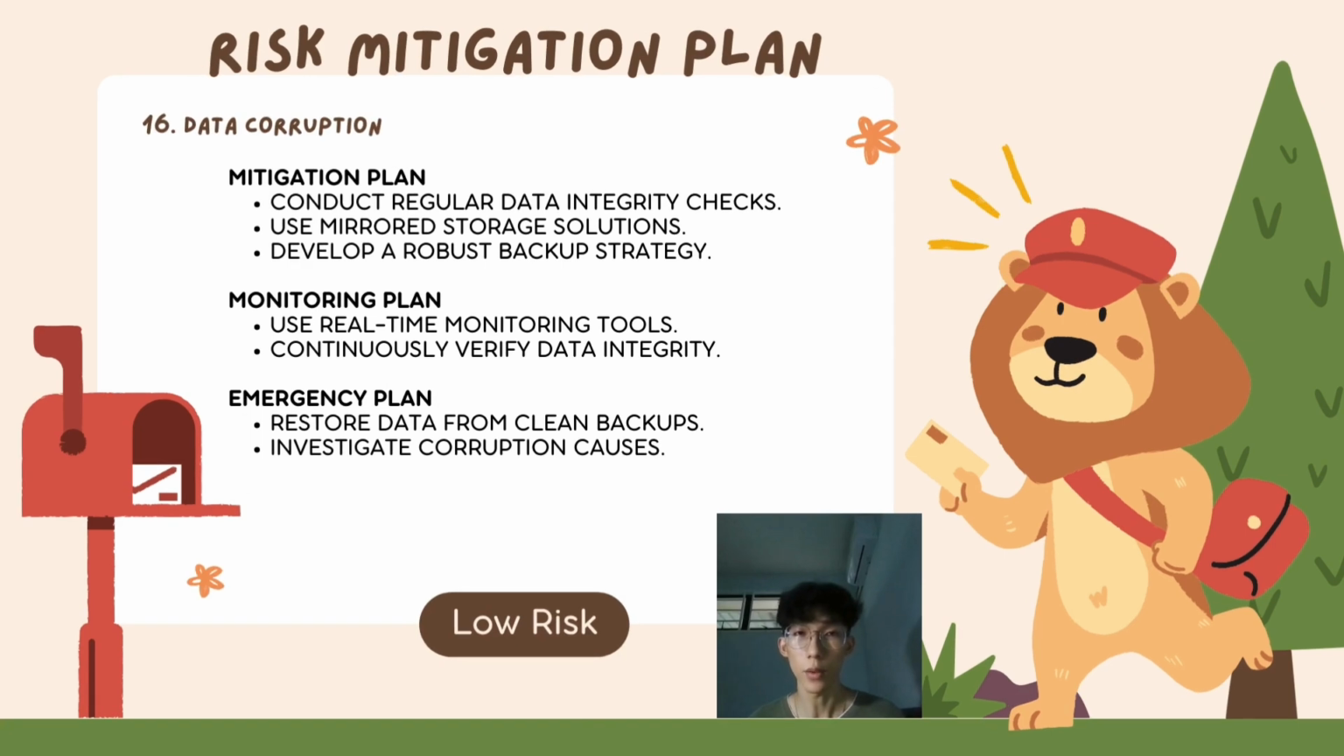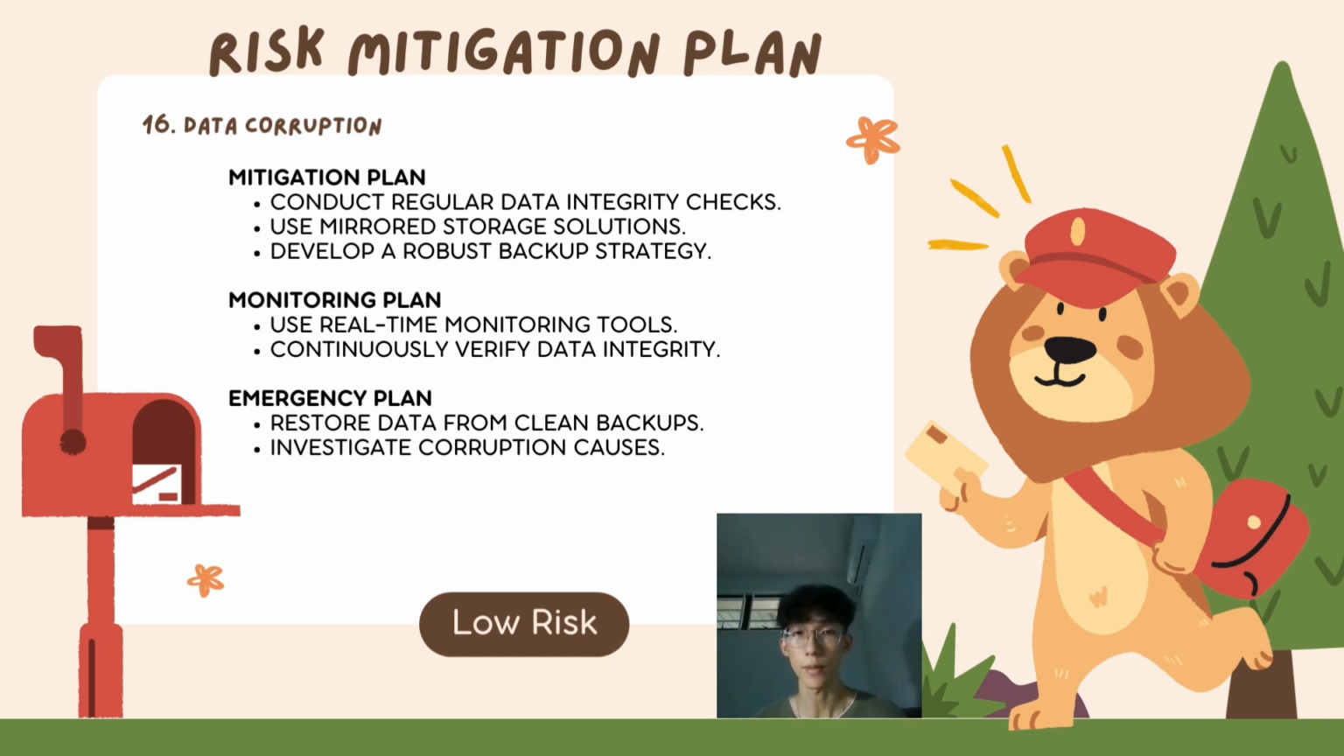The third low risk in the company is data corruption, which often occurs due to hardware failures, software bugs, or other issues, leading to unusable or lost data, which can significantly disrupt the organization's operations. In order to mitigate the data corruption risk, the company could regularly implement data integrity checks to ensure the data remains accurate and uncorrupted. Next, utilize mirrored storage solutions to maintain a clean copy of data, even if one set is corrupted. The company should also develop a robust backup strategy that includes both on-site and off-site backups to safeguard the company data.